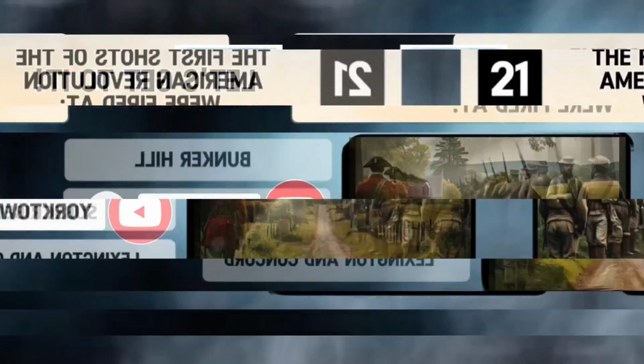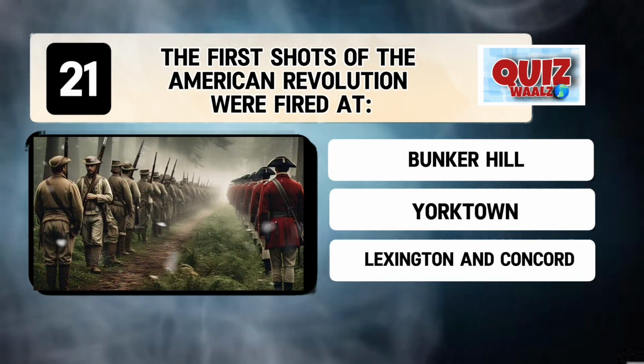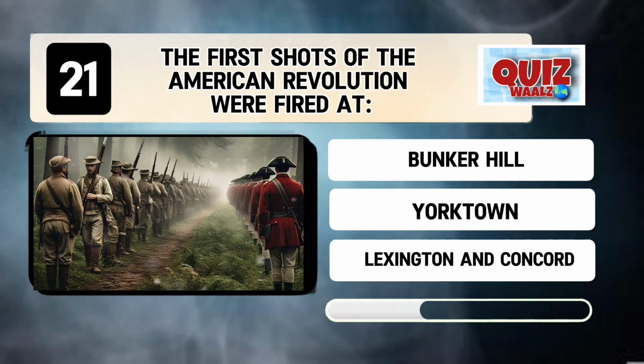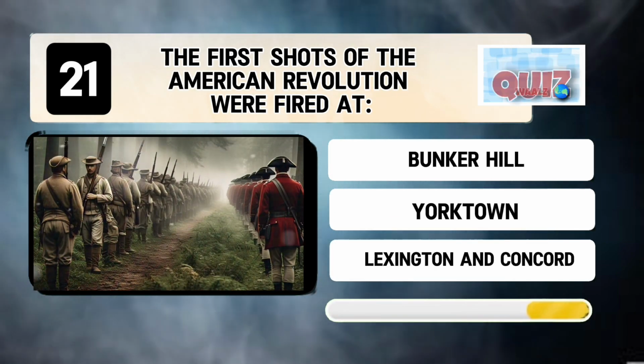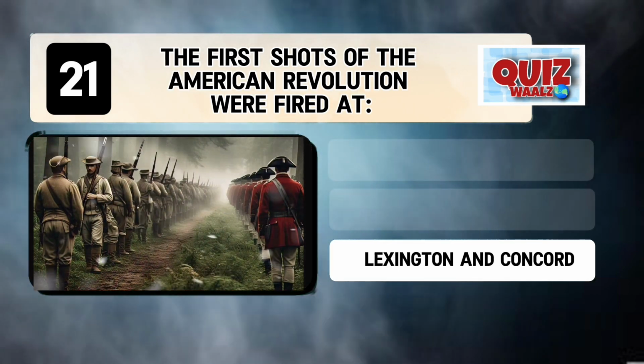Part 3. The Road to Revolution, 1775 to 1776. Question 21. The first shots of the American Revolution were fired at A. Bunker Hill, B. Yorktown, C. Lexington and Concord. Lexington and Concord.